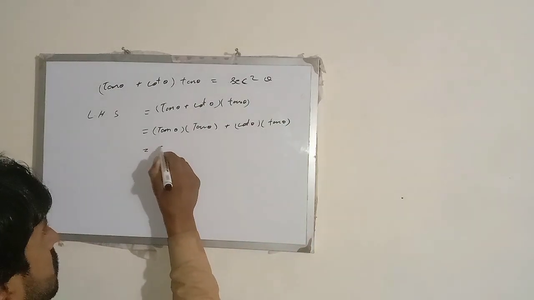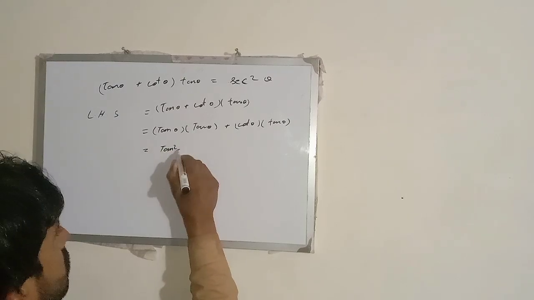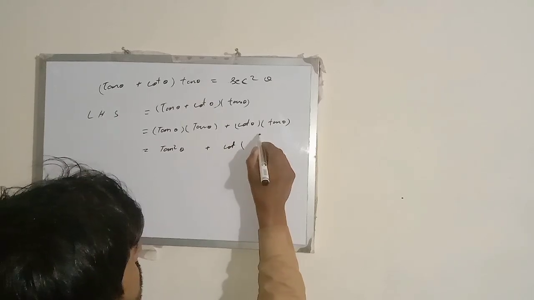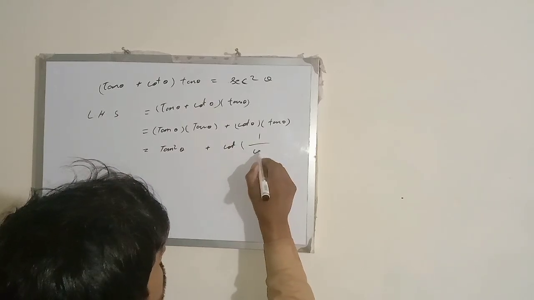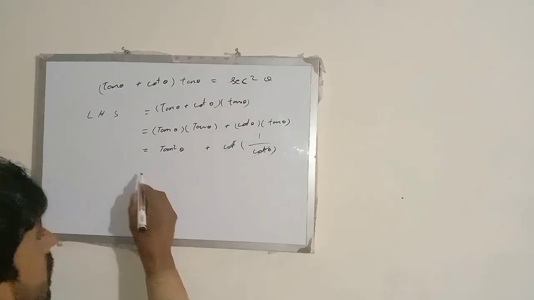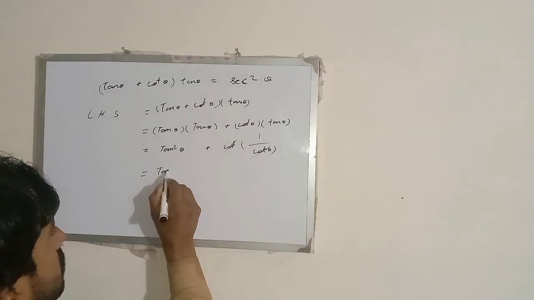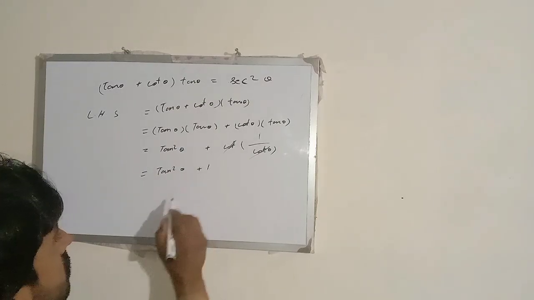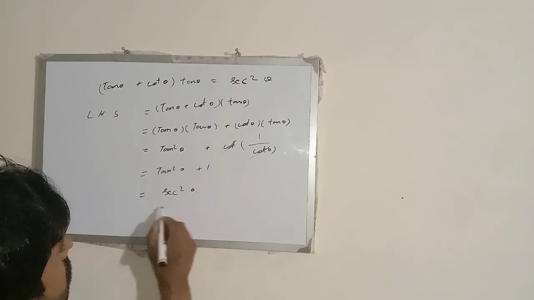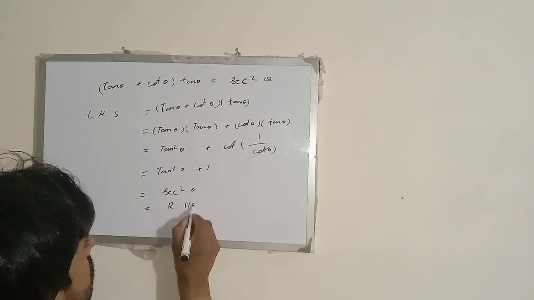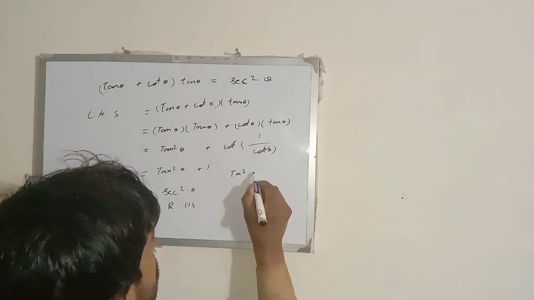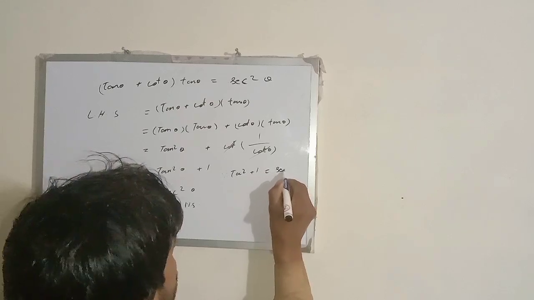Which is equal to tan² theta plus cot theta into tan theta, as we know that tan theta is equal to 1 over cot theta. These same terms cancel each other. Tan² theta plus 1 which is equal to sec² theta, which is right hand side, as we know that tan² theta plus 1 is equal to sec² theta.